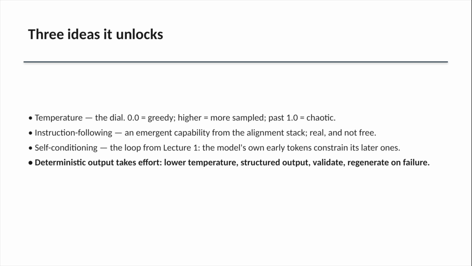3 ideas come out of that. Temperature is the dial. 0 is greedy, always the most probable token. Higher samples more widely. Past 1, it turns chaotic. Instruction following is an emergent capability from the alignment stack. Real, but not free. And self-conditioning is the loop from Lecture 1 made consequential. The model's own early tokens constrain its later ones. The engineering lesson is plain. Deterministic output takes effort. Lower the temperature, demand structured output, validate it, and regenerate when the validator fails.